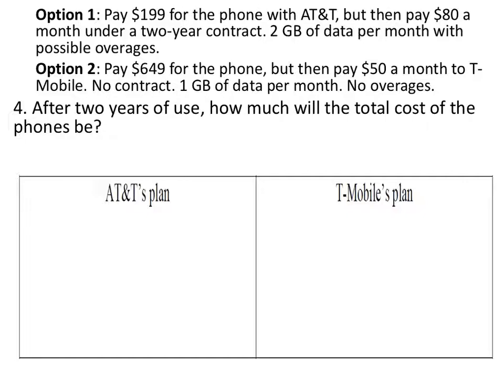But again, that would be what would happen in the mistake of just multiplying the 1 year total by 2. So again, we need to focus on what it's saying, right? We only want to pay for the phone once, so just keep that $199 there. And then it's $80 a month. Now 2 years, that's going to be 24 months.